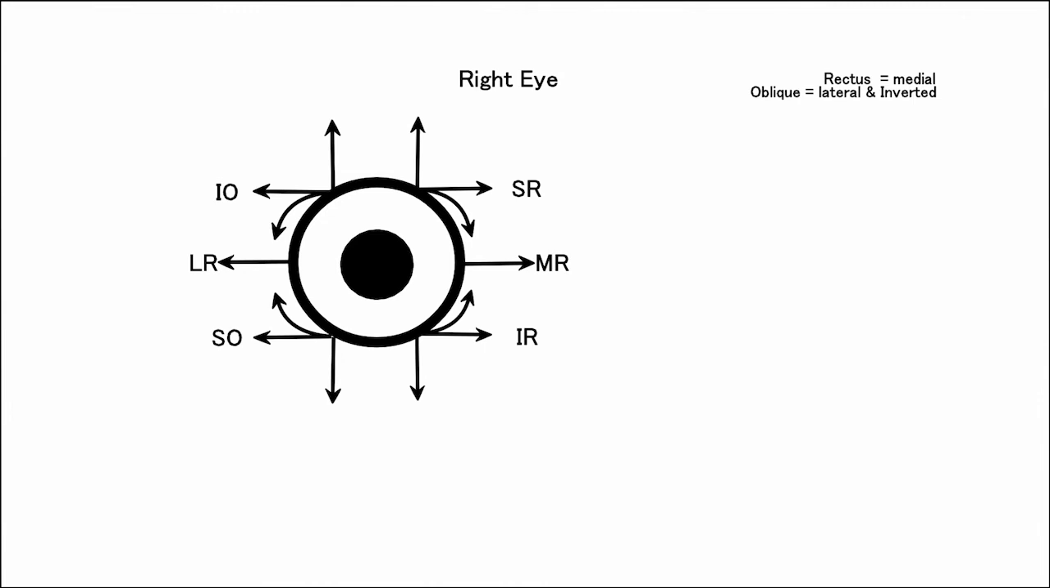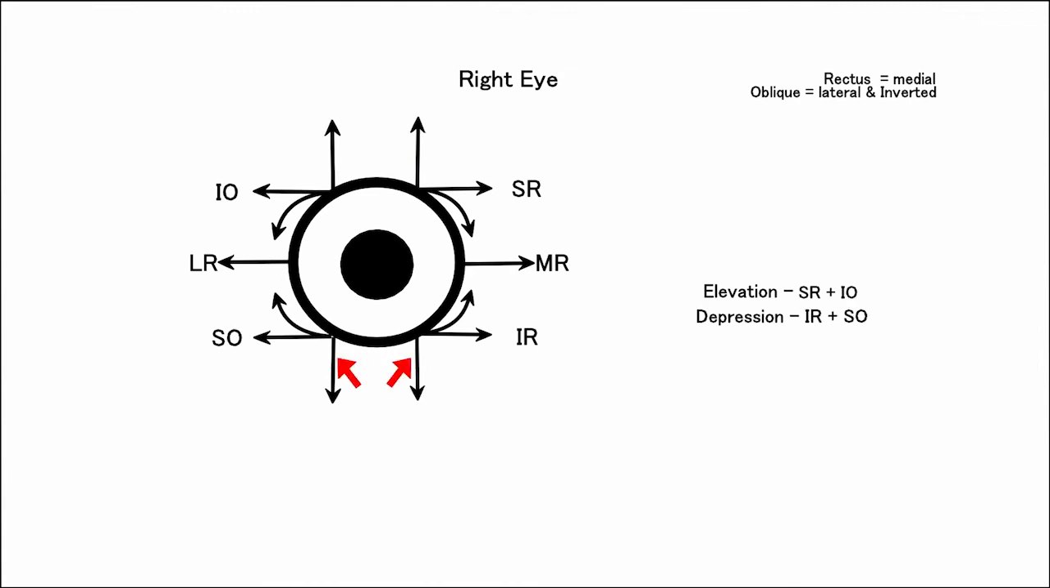Now you are in a position to derive the actions from this diagram. How? Let me show you. From this diagram, it is clear that elevation is represented by these two arrows. So elevation is brought about by superior rectus and inferior oblique.